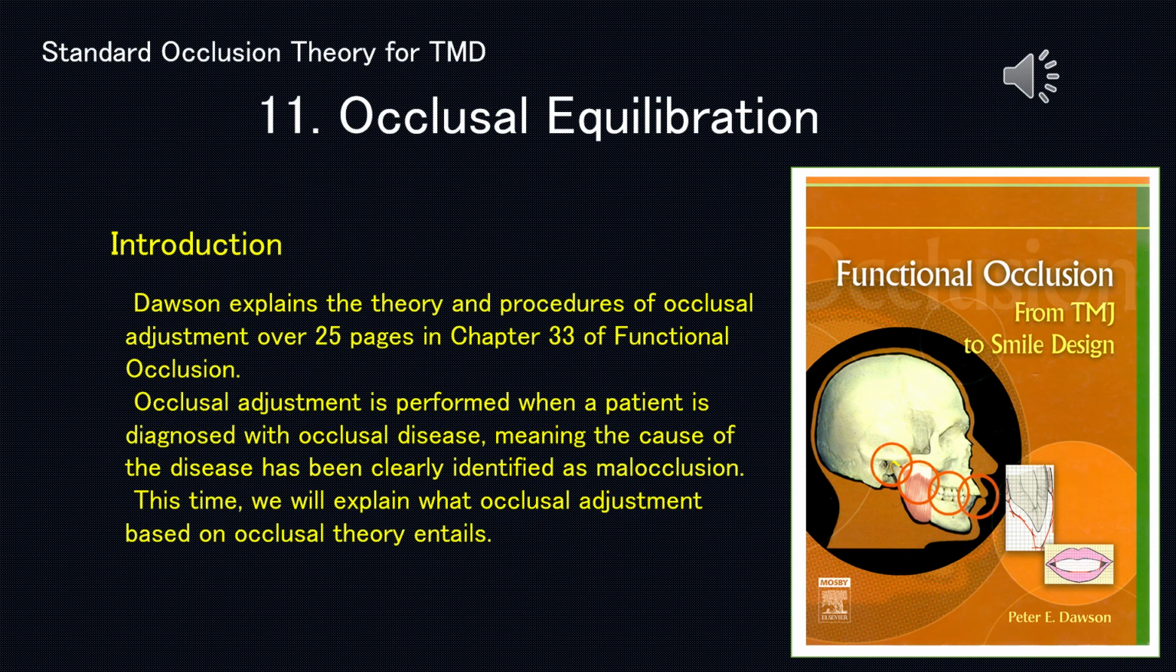Introduction. Dawson explains the theory and procedures of occlusal adjustment over 25 pages in Chapter 33 of Functional Occlusion. Occlusal adjustment is performed when a patient is diagnosed with occlusal disease, meaning the cause of the disease has been clearly identified as malocclusion. This time, we will explain what occlusal adjustment based on occlusal theory entails.